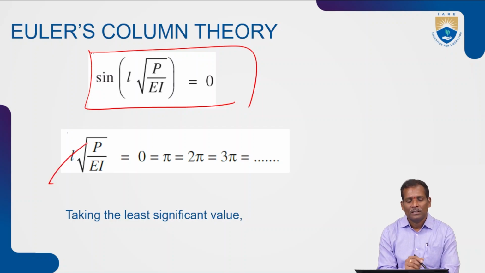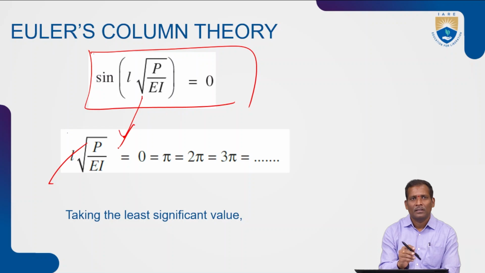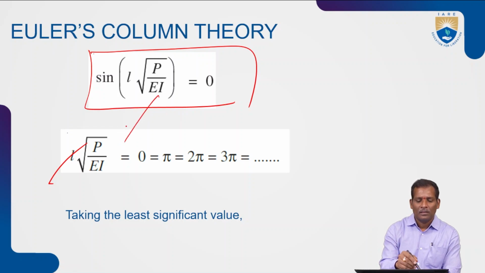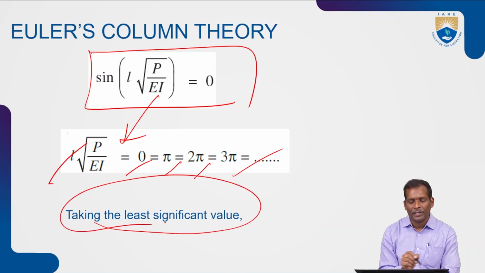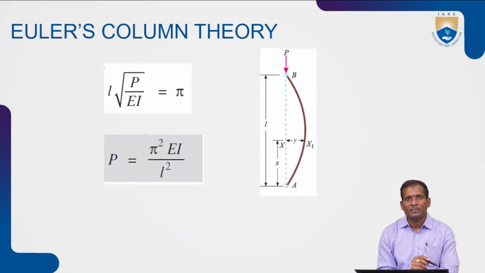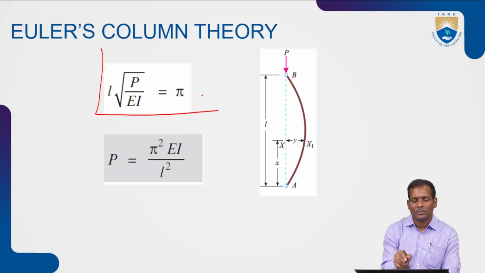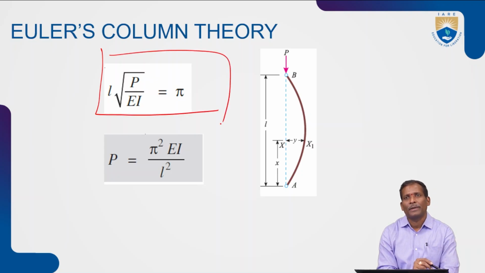So for this, calculate L into square root of P by EI for 0, pi, 2 pi and 3 pi values, taking the least significant value. So the significant value you take is pi. L into square root of P by EI is equal to pi. So now you can find P is equal to pi square EI by L square.